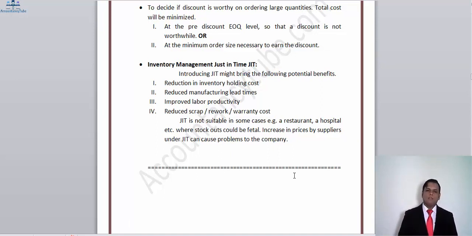Now, because of this, there are no holding costs. The business does not need to be concerned about wastage levels because we don't have a stock. We will not be reaching the maximum level. So in this way, the whole hustle of managing inventory goes away.